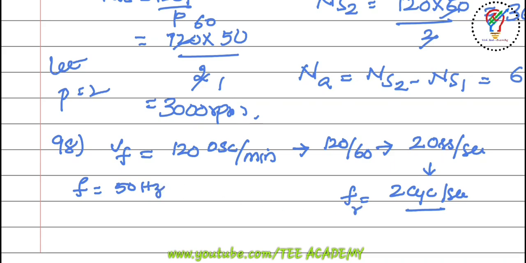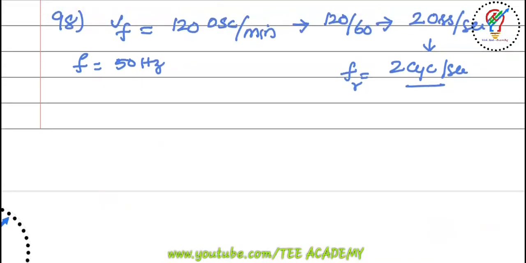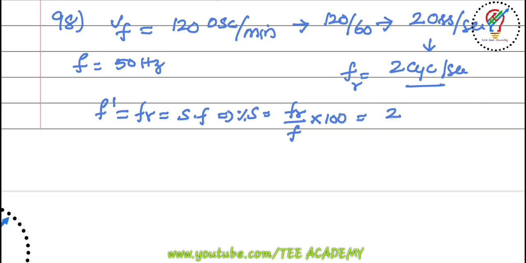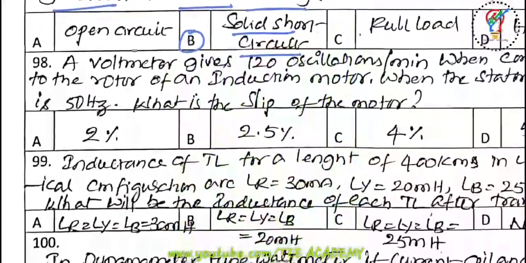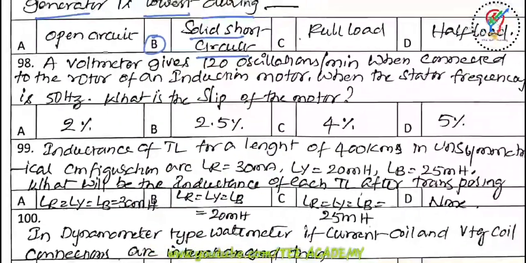We need to find the slip here. Slip will be calculated by using the formula fr is equal to s into f. Based on this, s is equal to fr by f. In terms of percentage, we multiply with 100%. Fr is 2 divided by the f value of 50, into 100. So we will get a 4% slip. Without doing this problem also, you can say simply the value of the slip will be around only 4% in maximum cases. You can consider the default slip as 4%.